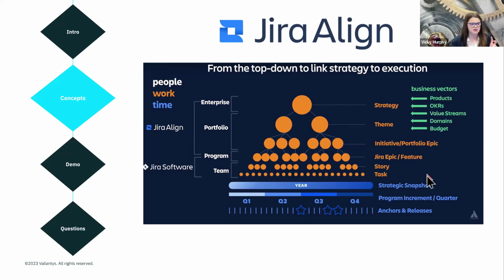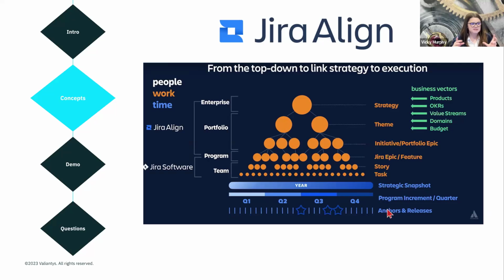And so we already talked a little bit about the time boxes, but you can see that they are represented in the tool. When we talk about a strategic snapshot, that's an ability to compare our strategy year by year. We can set up program increments or quarters. And then we have, when you see anchors here, that really means sprints and releases as well.